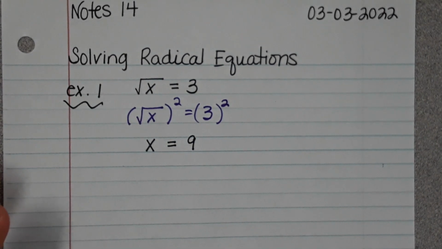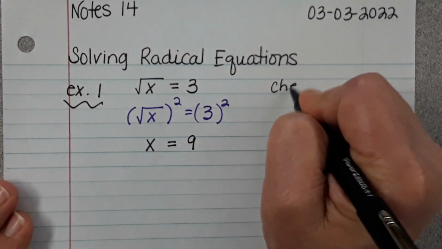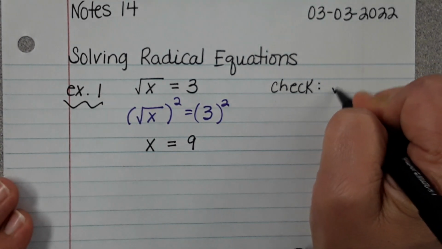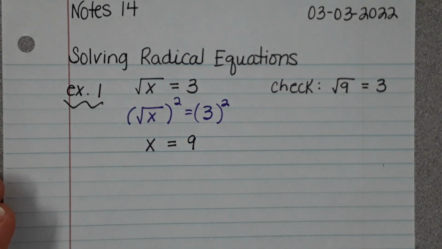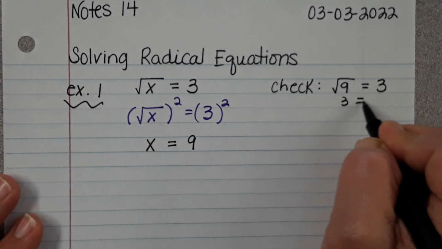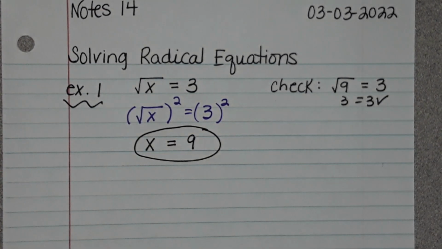Now you always want to check your answers. So we're going to take 9 and put it where the x is. What is the square root of 9? Does 3 equal 3? Then this is your answer. The reason you have to check is because not always is the answer you have a solution.